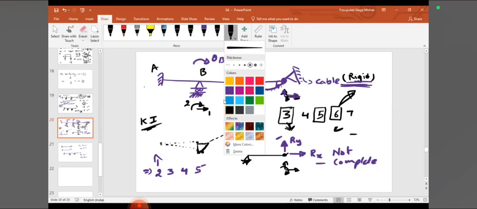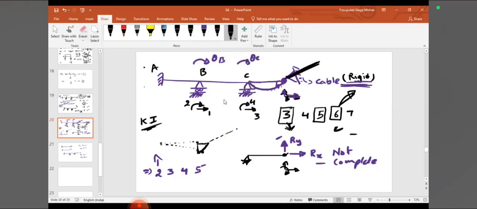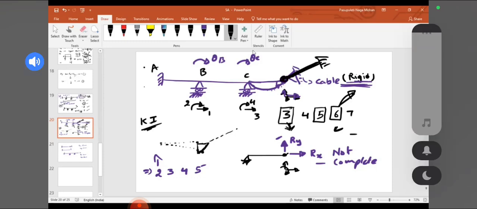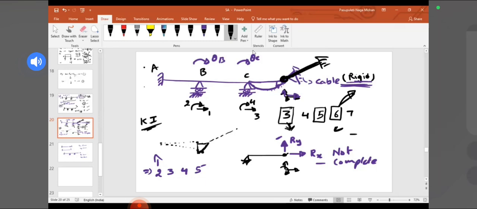I am telling you that even if there is no change in the cable, the member A to D has no change, right? That we will discuss later on. As of now, I am telling you that rotation is possible at point D. If the cable is rigid, it is possible. Do you agree with this now? Yes, sir, agree.